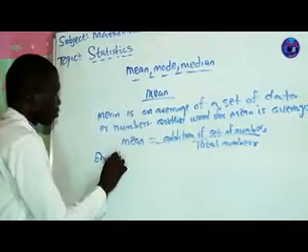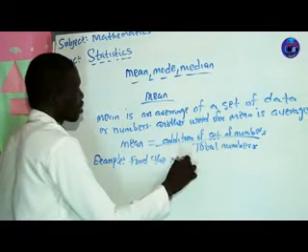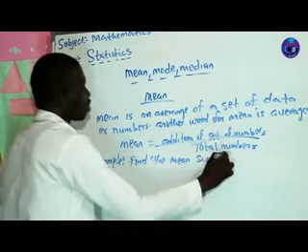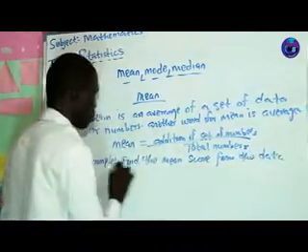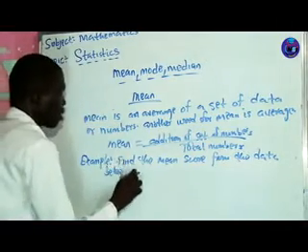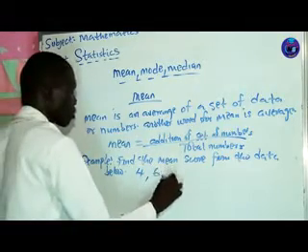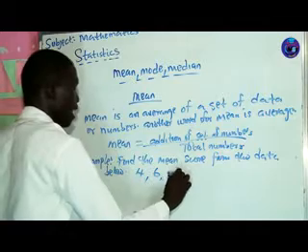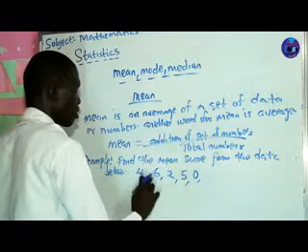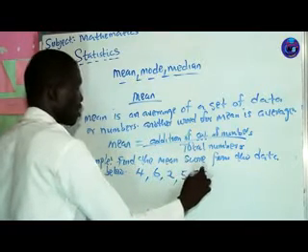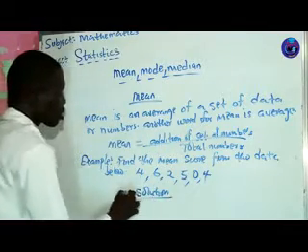Let's say, for instance, you have a question like this. Example: find the mean score from the data below. Okay, you have 4, you have 6, you have 2, you have 5, and you have 0, and you have 4. Now, how can we find the mean score?